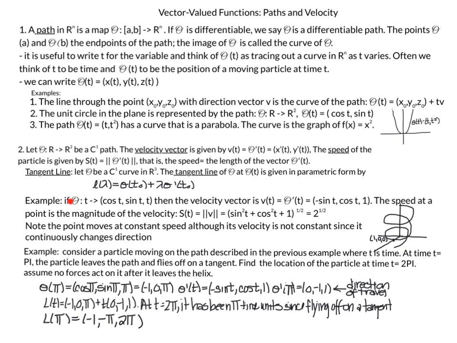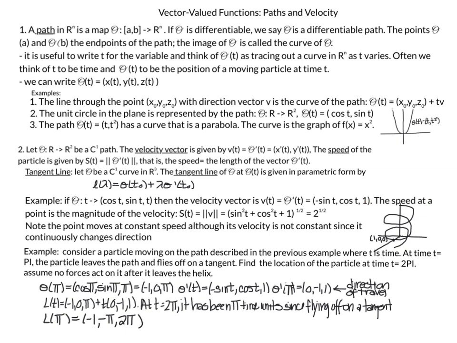For example, if sigma is our path, t is time, and it gets mapped to (cosine t, sine t, t) in 3-space, then the velocity vector is sigma prime of t. Taking the derivative of cosine, we get minus sine of t for x. Taking the derivative of sine, we get cosine t for y. And taking the derivative of t, we get 1 for z.